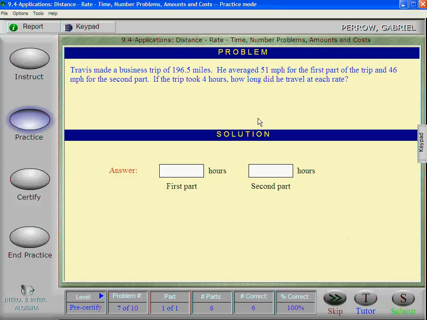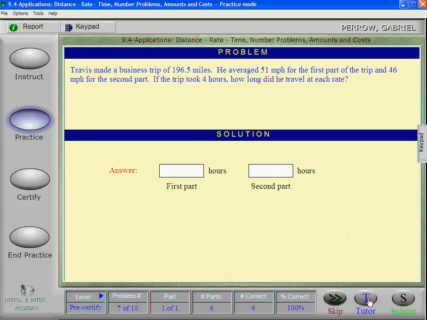So, it looks like the way they're splitting this up with the questions, they're saying how many hours for the first part, how many hours for the second part. So the first equation is going to be pretty quick, in that the sum of these two parts gives a total of the 4 hours.